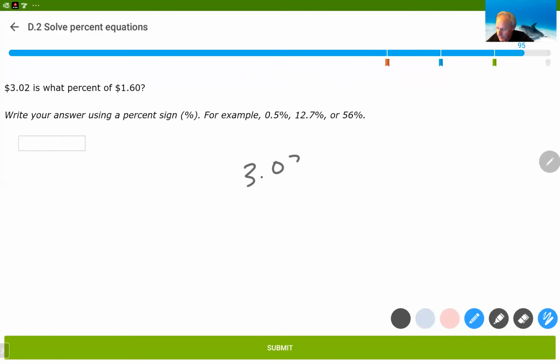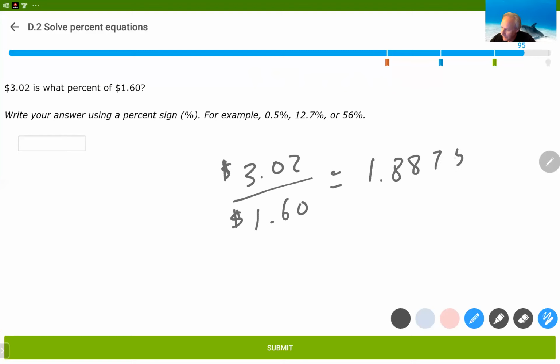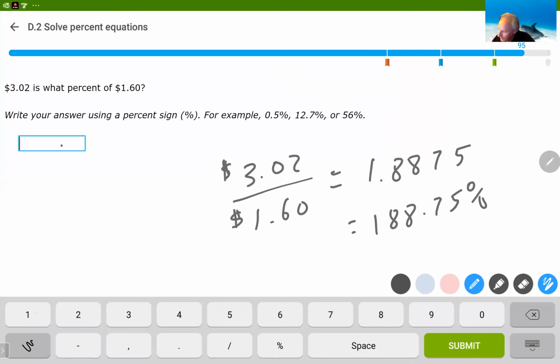302 is what percent of 160? Notice that the dollar signs simplify out and I get a decimal. Oh, how depressing. Divided by 160, I get 1.8875. This one does not say to round. It's 188.75%, which is almost double, which seems reasonable. No rounding this time.